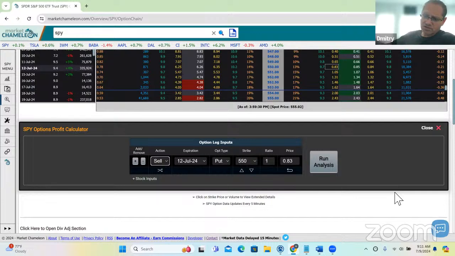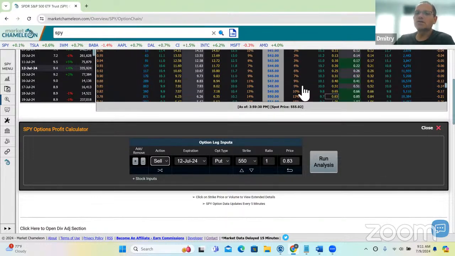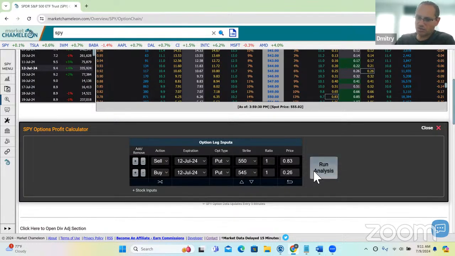But a put spread involves selling a put and then buying another put at a lower strike. That's a credit put spread. So let's go ahead and do that. Let's say we do the 545 put; we buy that for 26 cents. So I'm going to click on that 26 cents. Now the other leg populates in our option profit calculator. You can see selling the July 12th 550 put at 83 cents, buying the July 12th 545 put at 26 cents. So that is a credit put spread.